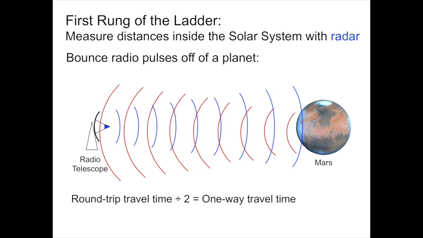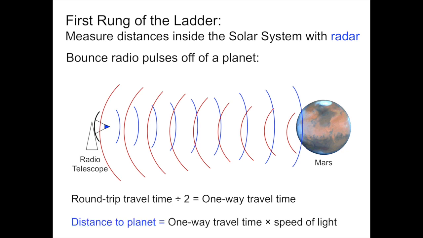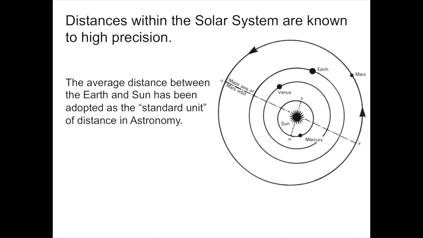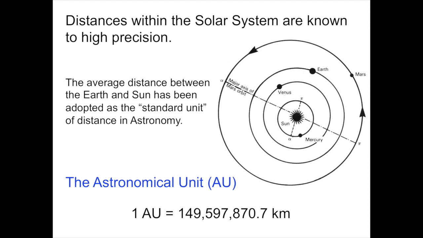Since radio waves are light waves moving at the speed of light, the distance is simply given by the one-way travel time multiplied by the speed of light. This is a very straightforward and very accurate way to measure distances inside the solar system. And indeed, distances inside the solar system are known to very high precision. So much so that we use the average distance between the Earth and the Sun as the standard unit of distance in astronomy. It becomes our fundamental yardstick, and we call it the astronomical unit.